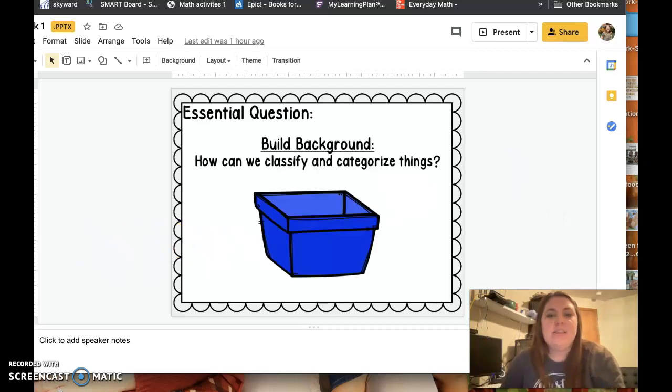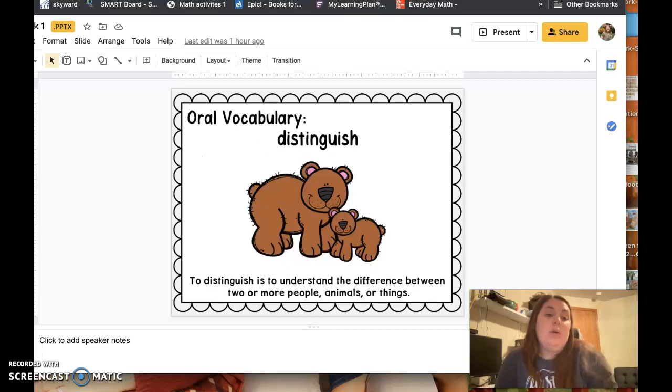All right. This week, our essential question is, how can we classify and categorize things into different groups? So we're going to be thinking about how we can classify and categorize things this week and reading all of our stories.